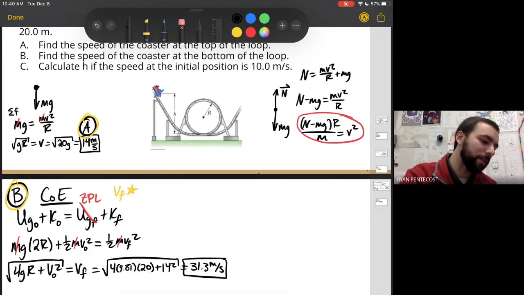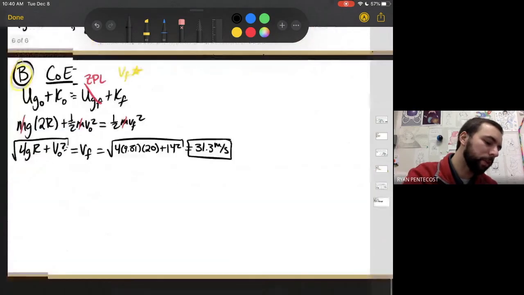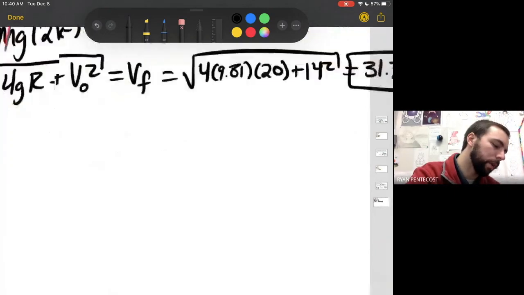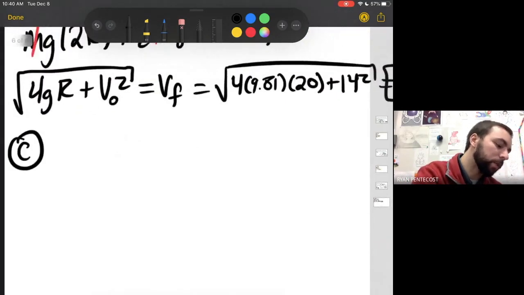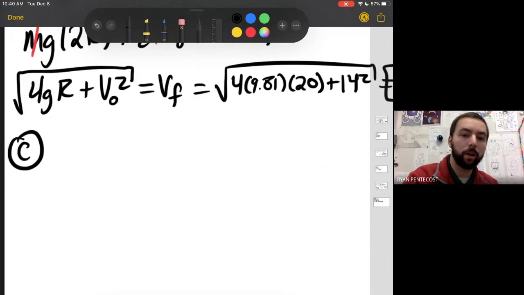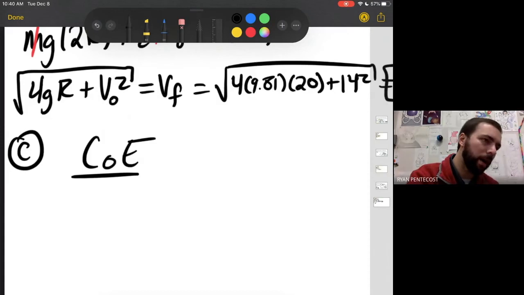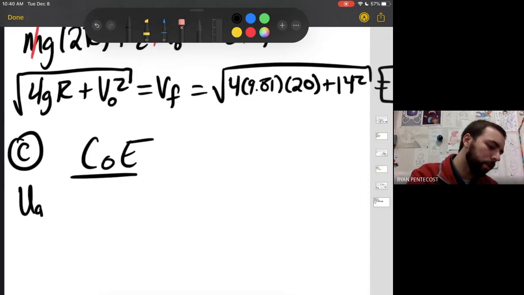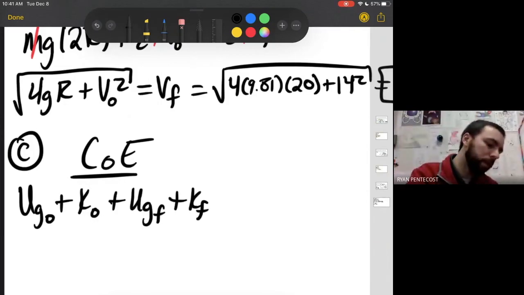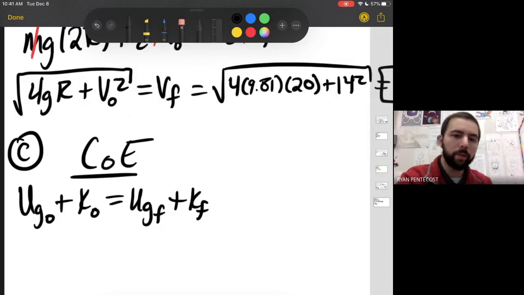All right, last, C: calculate the height if the speed at the initial position is 10 meters per second. So this will be a COE, right? It's just talking about calculating the height. Okay, so if we want the height initially, we have initial potential and kinetic, final potential and kinetic. They equal each other. So let's see, where would our ZPL be?